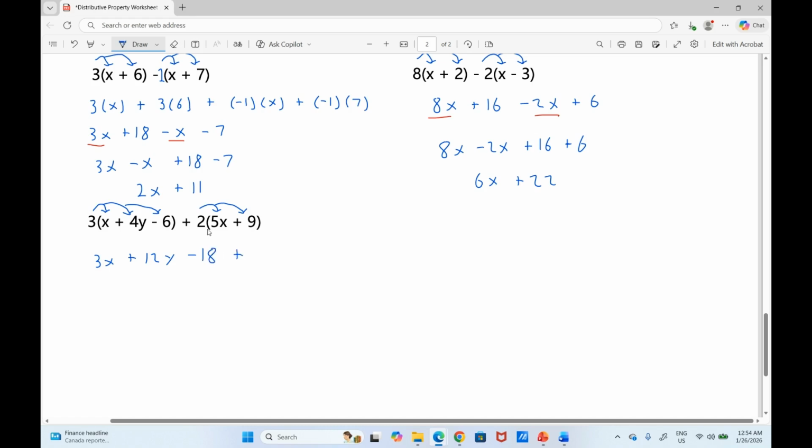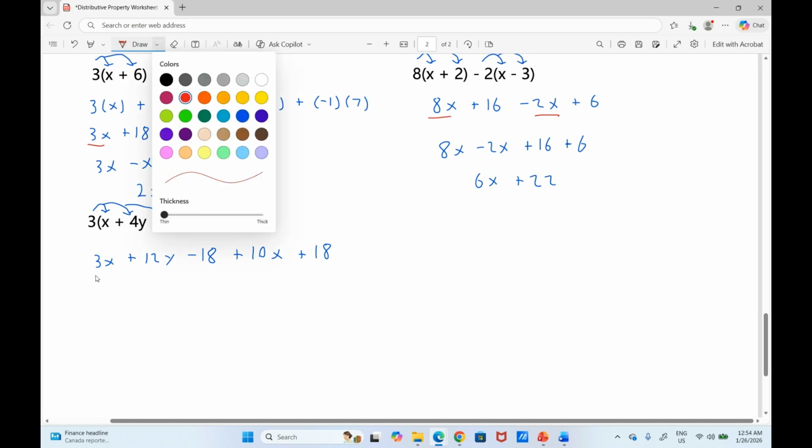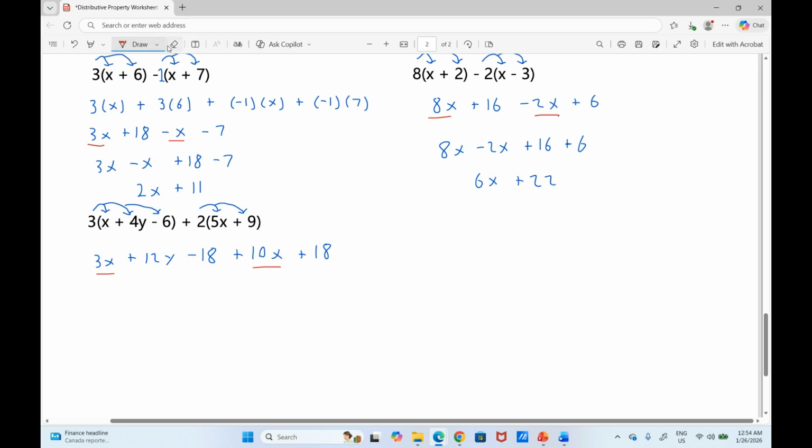Now I'm going to have 2 times 5x, which is going to be 10x, and 2 times 9, which is going to be positive 18. So now I'm going to collect my like terms, which are my x's. Okay, so I'm going to write them next to each other. 3x plus 10x plus 12y minus 18 plus 18.